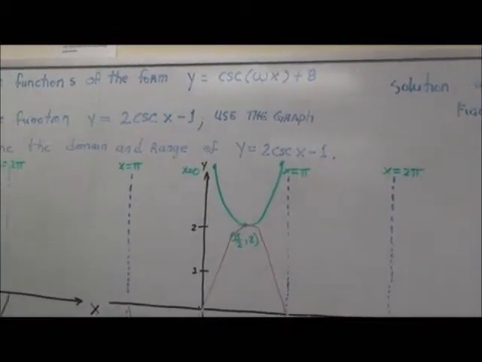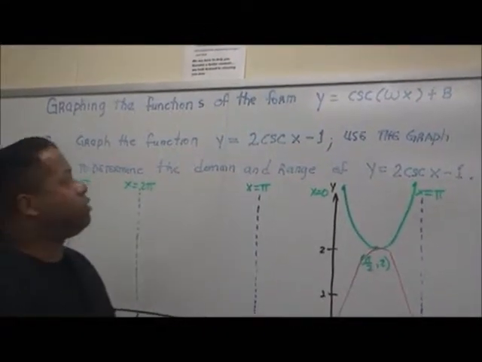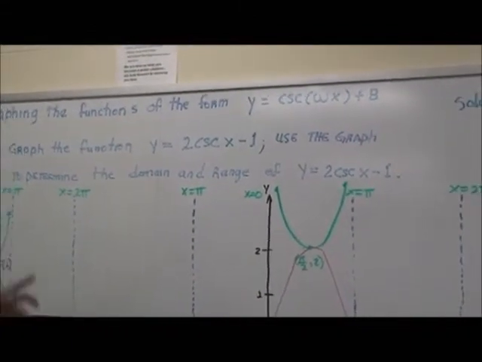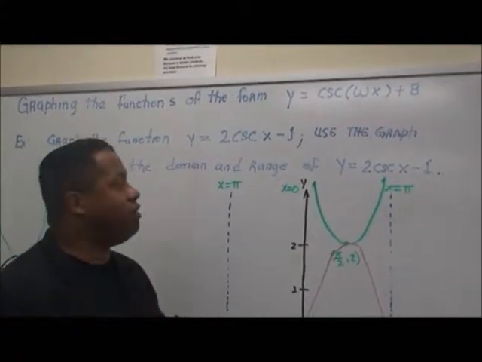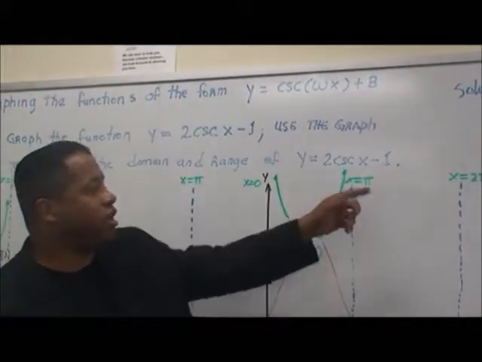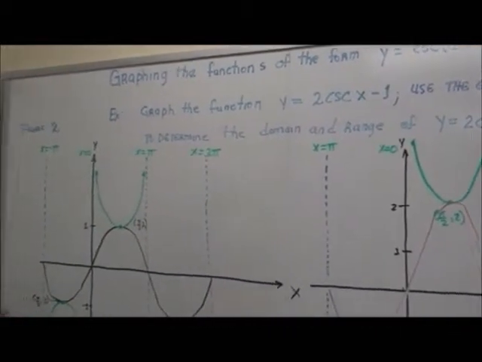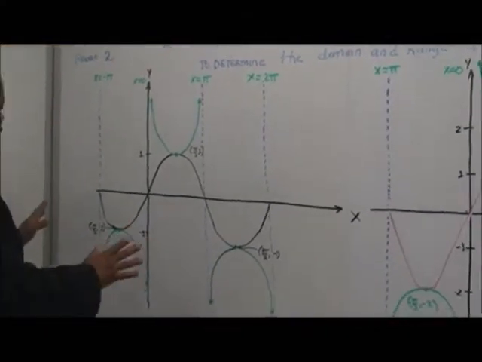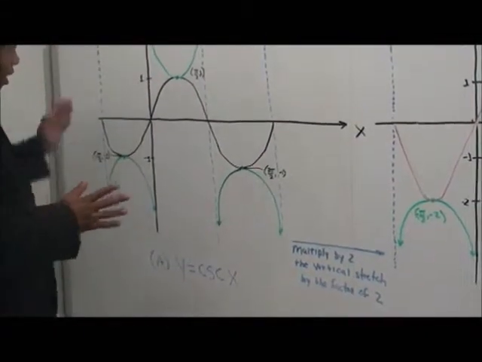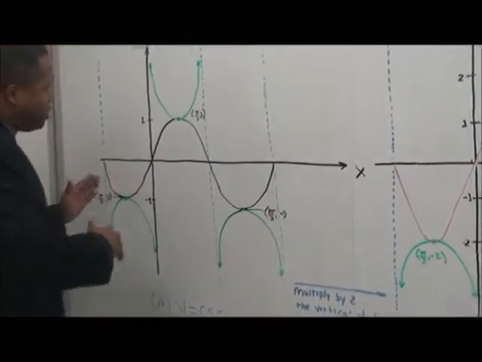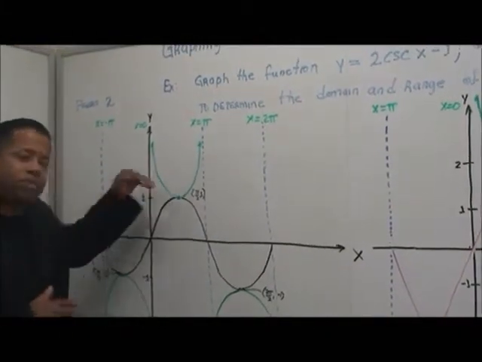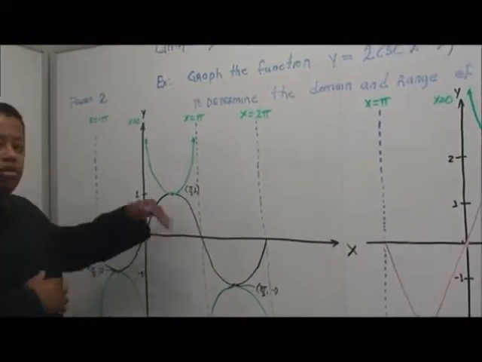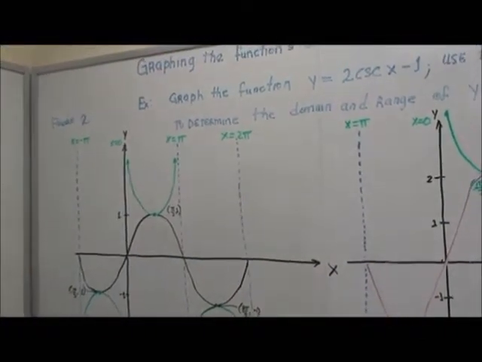Let me read that one more time. Graph the function y equals 2 times cosecant x minus 1. We want to use the graph to determine the domain and range of y equals 2 cosecant x minus 1. So look at this first initial graph here, which is y equals cosecant x only. And here we have basically an invisible sine function. Actually, it's acting as a reference point for the actual cosecant graph.